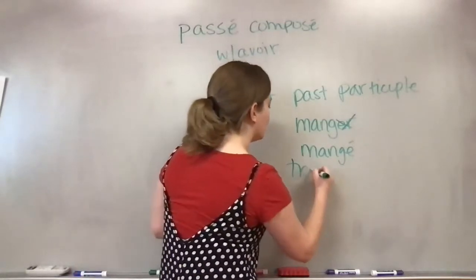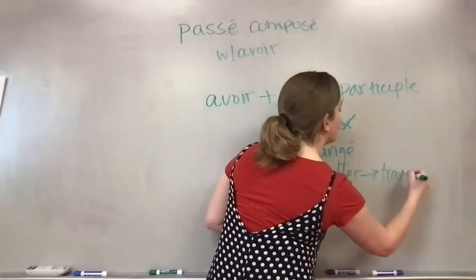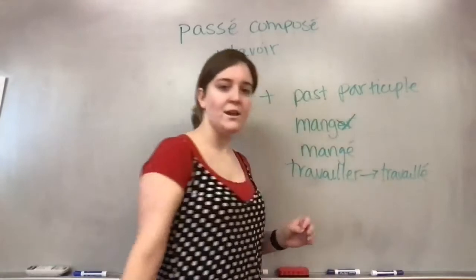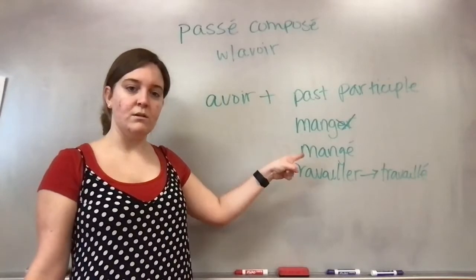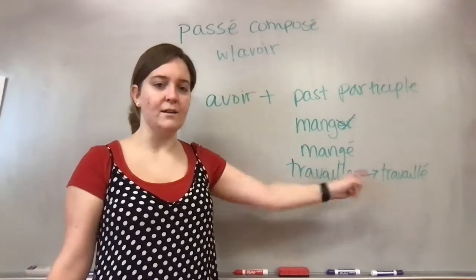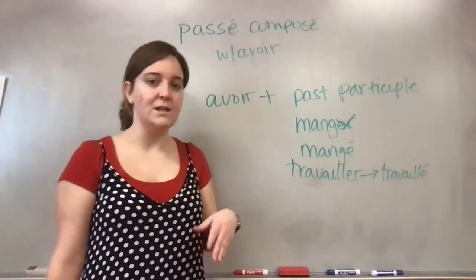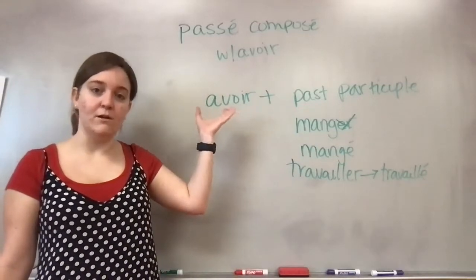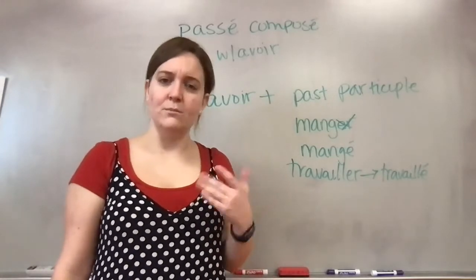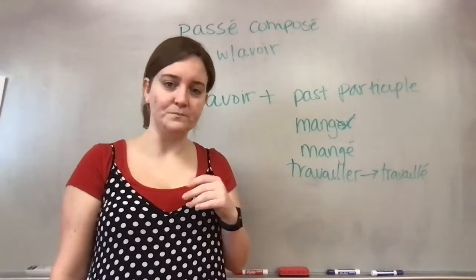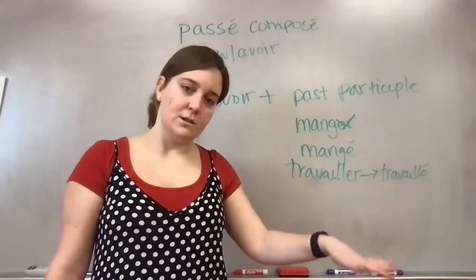So travailler will become travaillé, with an E with an accent aigu. Now they are still pronounced the same. Manger, mangé. Travailler, travaillé. Okay? They are pronounced the same. So you're not going to hear it in speech when someone's using the past tense. That's why you have to look out for the conjugation of avoir, and then you will know that they are using the past tense when they are speaking. And this will be a skill that we'll practice and we'll learn through some listening activities to tell when somebody is using the present tense versus the past tense.